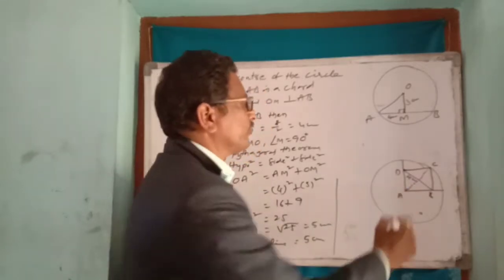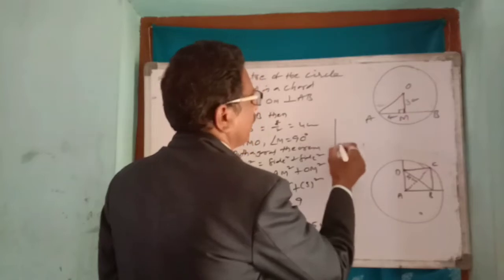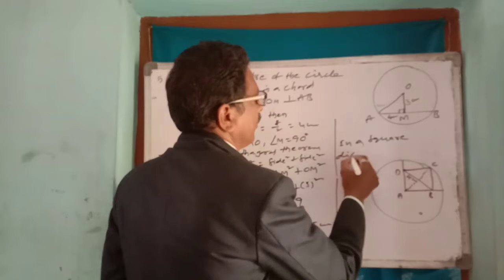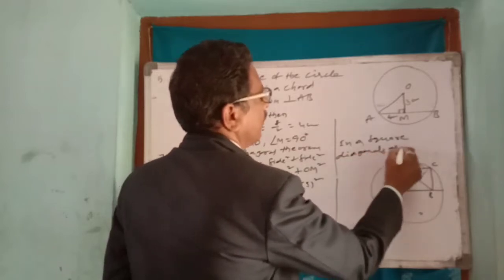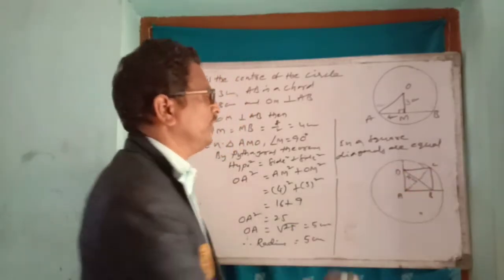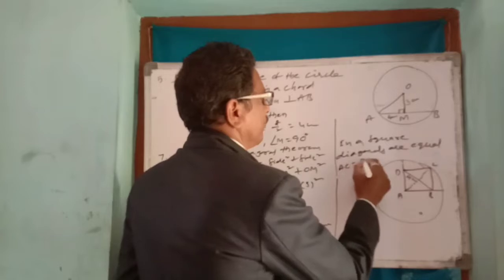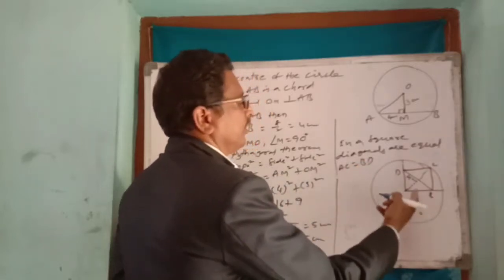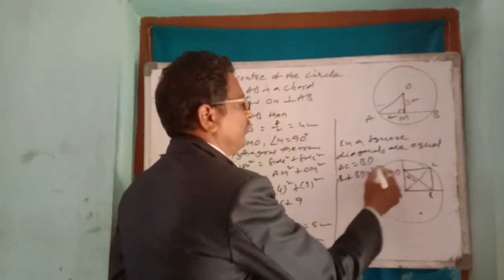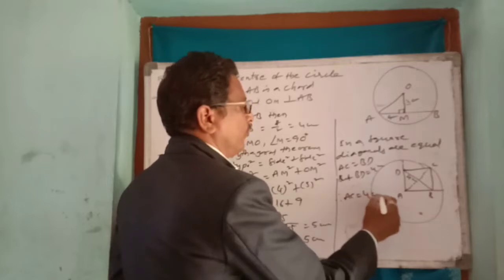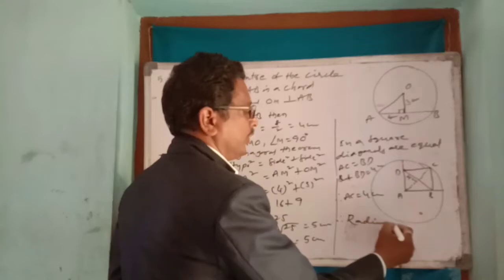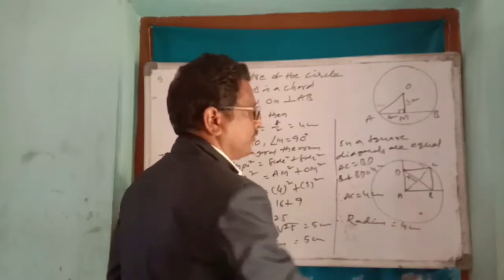So here in a square, diagonals are equal. AC equals BD. But BD is how much given? 4 centimeters. BD equals 4 centimeters. Therefore, AC is also 4 centimeters. AC is the radius of the circle. Therefore, the radius equals 4 centimeters.